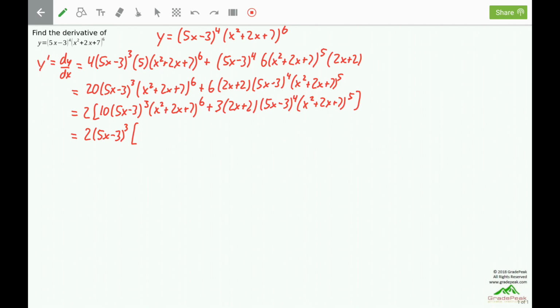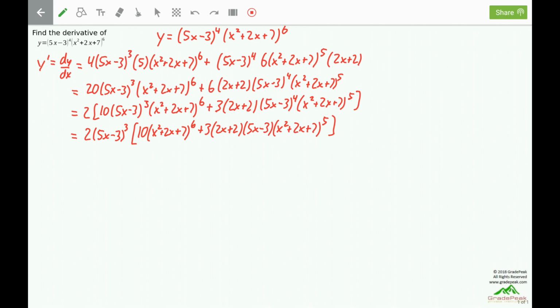So I should have a 10, and then (x squared plus 2x plus 7) to the 6th, plus the 3 times (2x plus 2) times (5x minus 3) now to the first power times the (x squared plus 2x plus 7) to the 5th power.